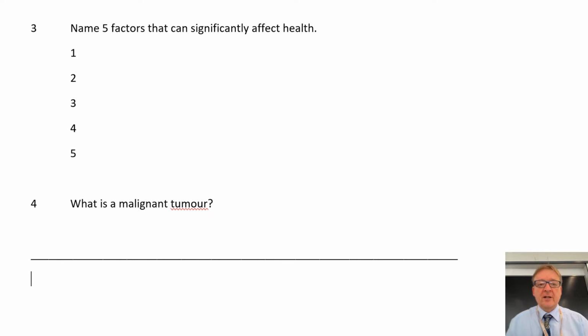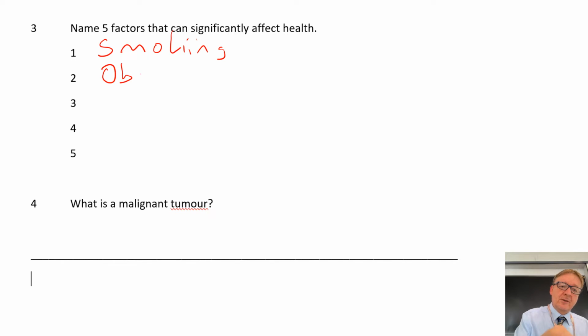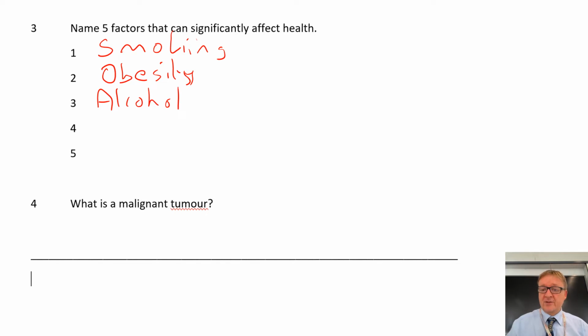Question number 3. Name 5 factors that can significantly affect health. Now, there's loads. So I'm just going to go through some of the most obvious ones. Smoking. To be honest, if you smoke, then you're daft. The next one is obesity. That is when somebody is considerably overweight, due to their diet, due to lack of exercise. The third one is alcohol. If you drink too much, then it will significantly affect your health.